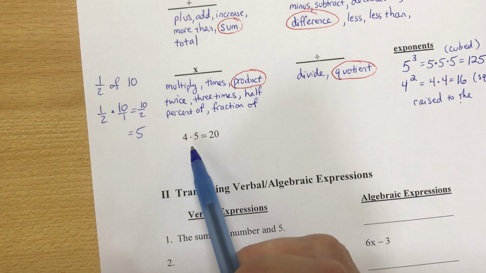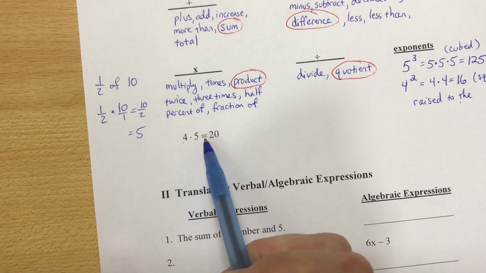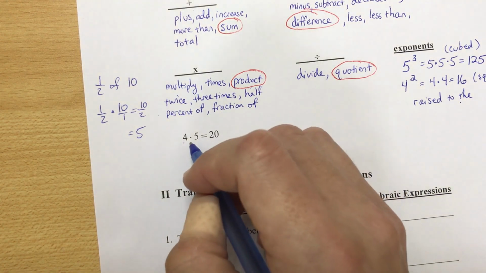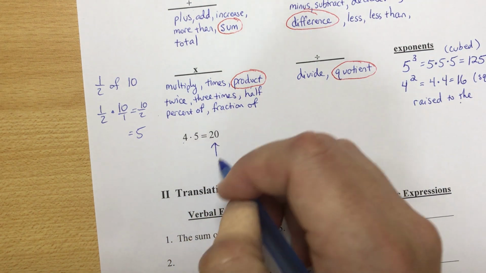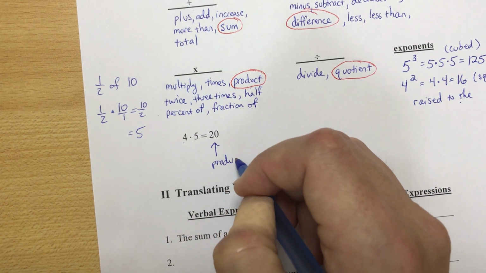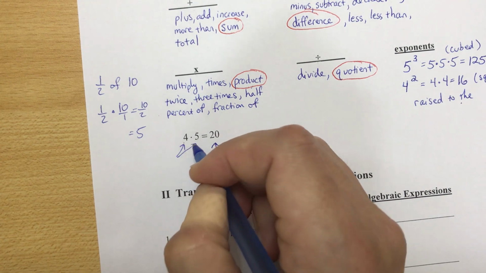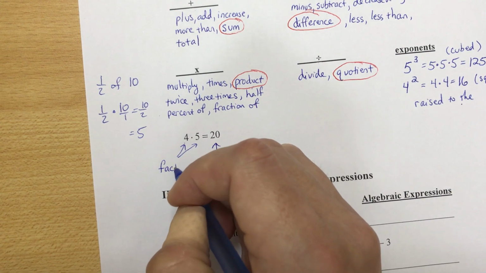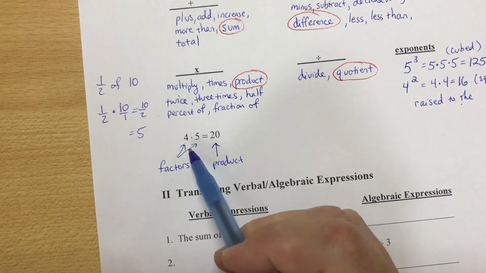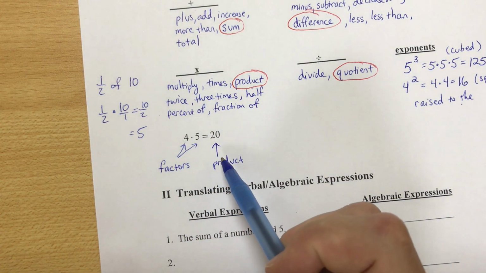All right, and then down here you have this expression, 4 times 5 is 20. The result you get from multiplying is the product. There's that word product again. But the numbers that are multiplying each other are called the factors. So 4 and 5 are factors, and then 20 is the product.